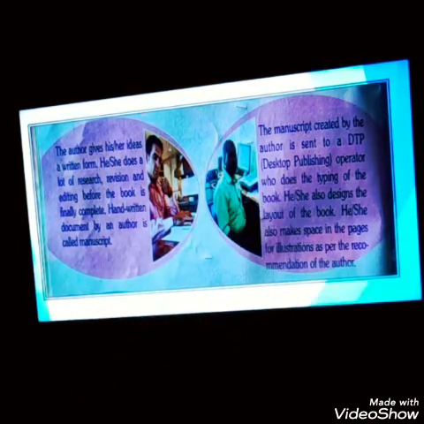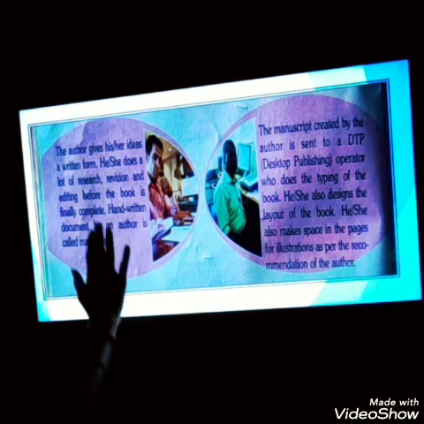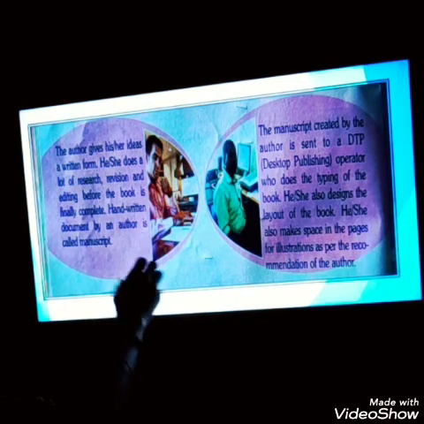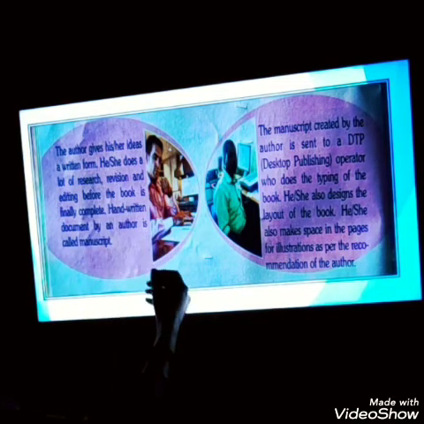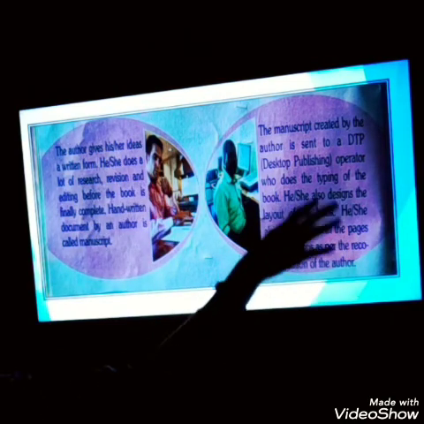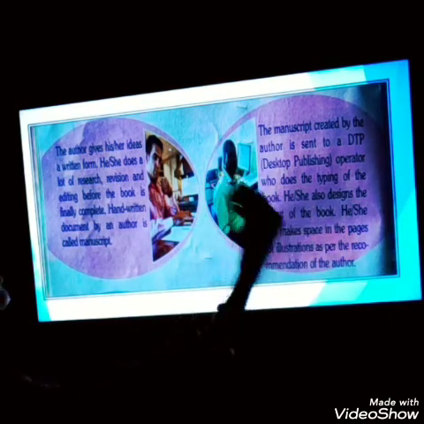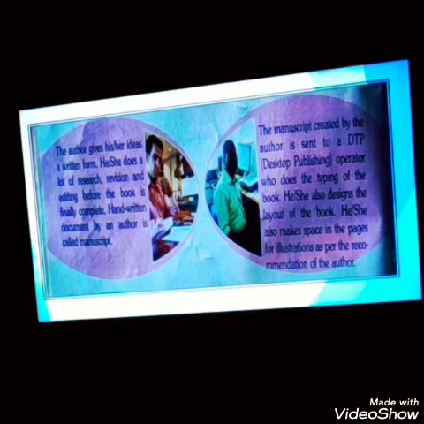The manuscript created by the author is sent to DTP, desktop publishing operator, who does the typing of a book. After writing in a copy, he just sends it for publishing, for typing. Who types? Desktop publishing operator. He or she also designs the layout of book, how the book is presented. कैसी वो book होनी चाहिए. He or she thinks of that also.